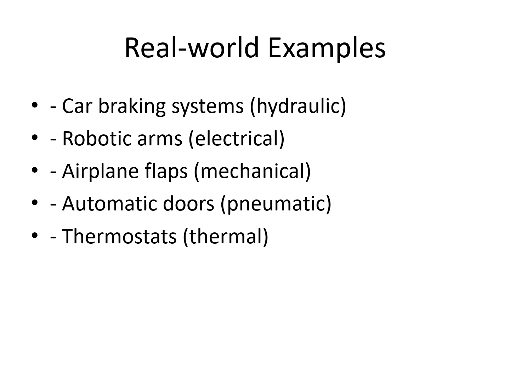Real world examples. Let's see some examples. A robotic arm in a factory uses electrical actuators. An elevator uses hydraulic actuators to lift. A thermostat uses a thermal actuator to control temperature. Automatic doors use pneumatic actuators to open or close.